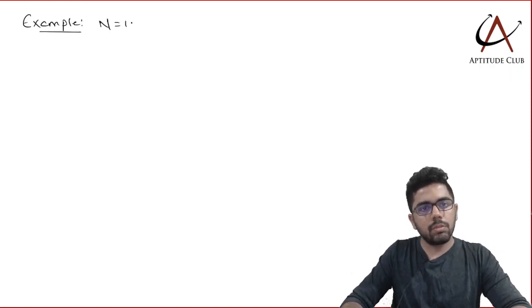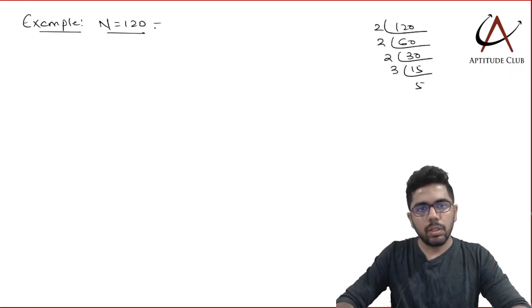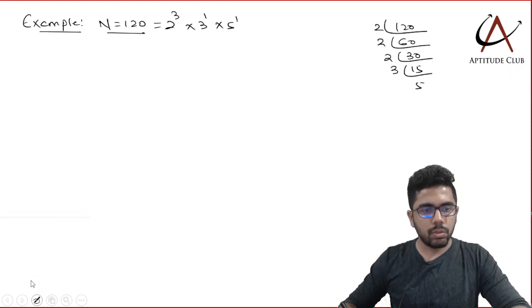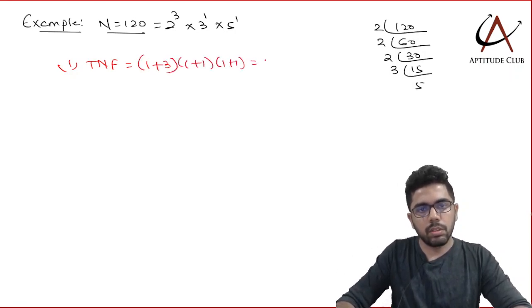Suppose I'll take n is equal to 120. So let us try and factorize 120. So 2 into 60, 2 into 30, 2 into 15 and 3 into 5. So 120 becomes 2 cube into 3 to the power 1 into 5 to the power 1. So first thing, total number of factors. Total number of factors is 1 plus 3 into 1 plus 1 into 1 plus 1. So 4 into 2 into 2, I'll have 16 factors.